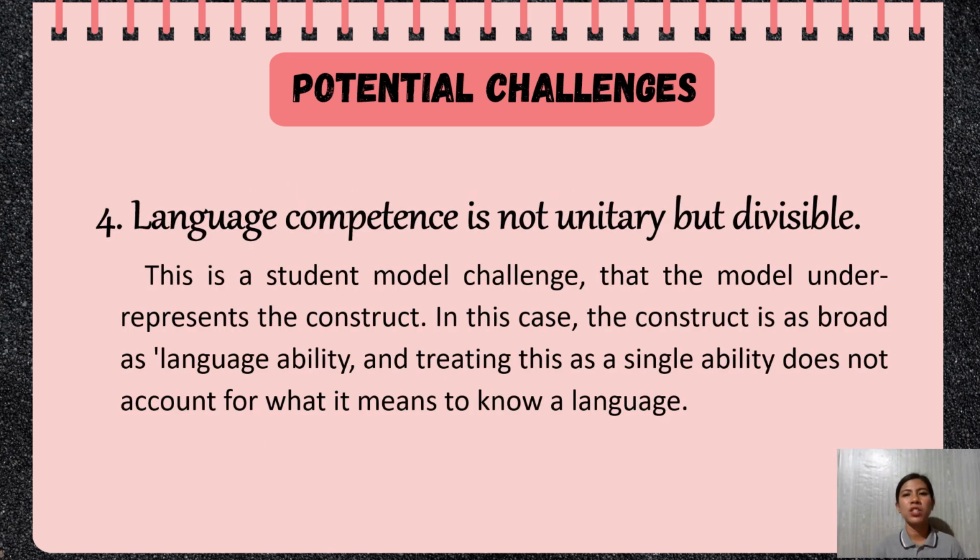And the last potential challenge is that language competence is not unitary but divisible. This is a student model challenge, that the model underrepresents the construct. In this case, the construct is as broad as language ability, and treating this as a single ability does not account for what it means to know a language.